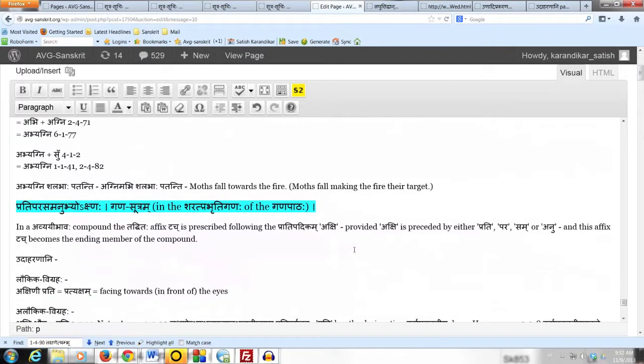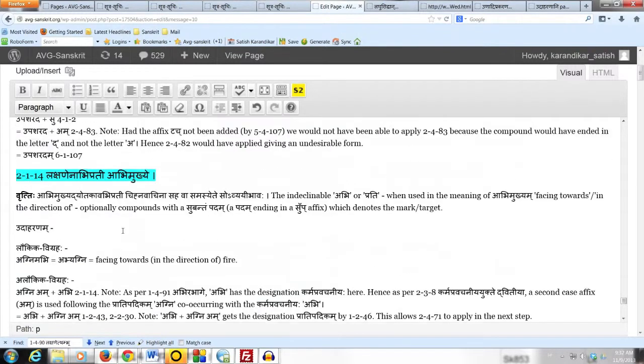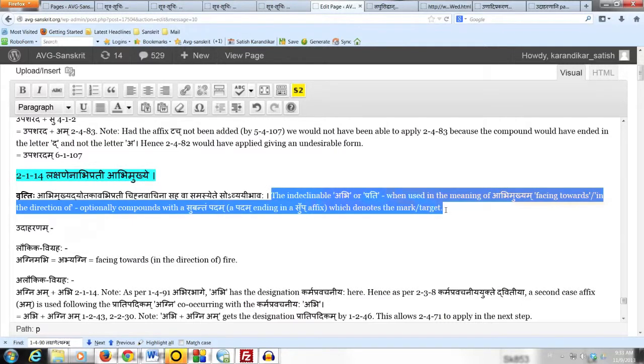The first one is Akshini Prati, Pratyaksham, facing towards, meaning in front of the eyes. The Alaukika Vigraha Vakyam is Akshi au plus Prati. The compounding is prescribed by the Sutram 2-1-14. Just study 2-1-14. It says Lakshanenabhipratee Abhimukhye, meaning that the indeclinable Abhi or Prati, when used in the meaning of Abhimukhyam, facing towards, in the direction of, optionally compounds with a Subantam Padam which denotes the mark or the target, that towards which someone or something is facing or pointing.